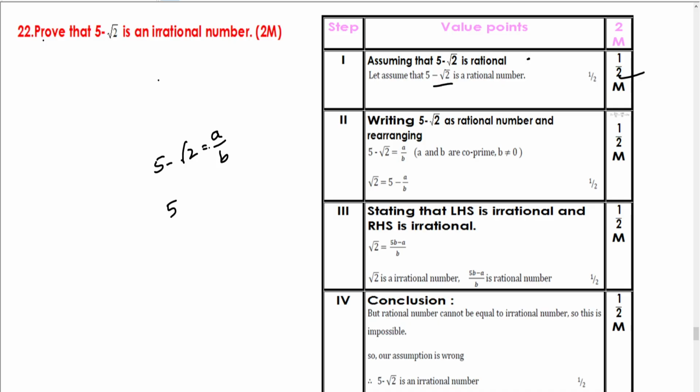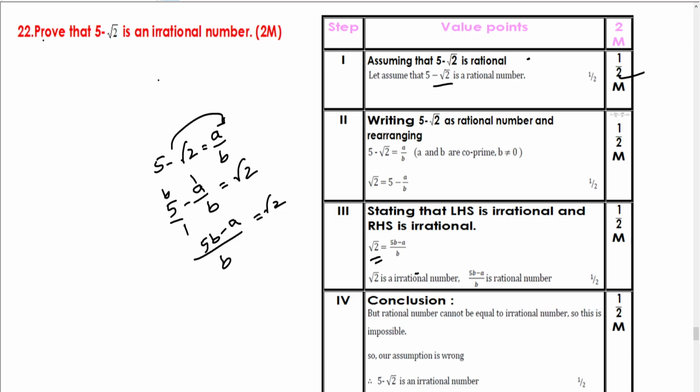What do you get here? Plus a by b becomes what? Minus a by b. And minus root 2 when it crosses the equality sign becomes what? Plus root 2. Now again take LCM. I have seen many students repeatedly make the same mistake. Take LCM. And you will get here 5b minus a upon b is equal to what? Root 2.